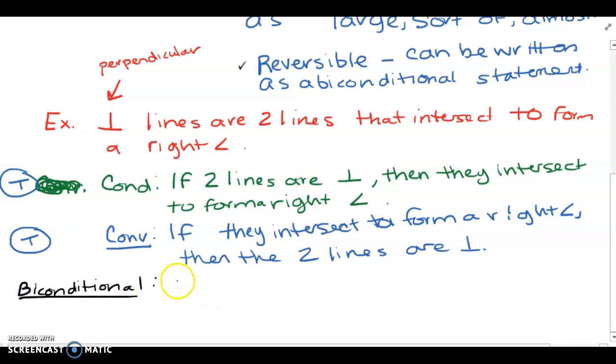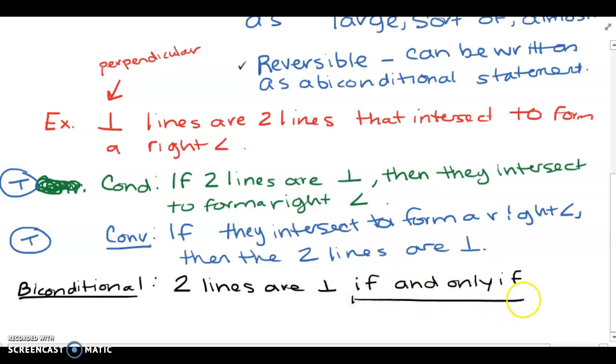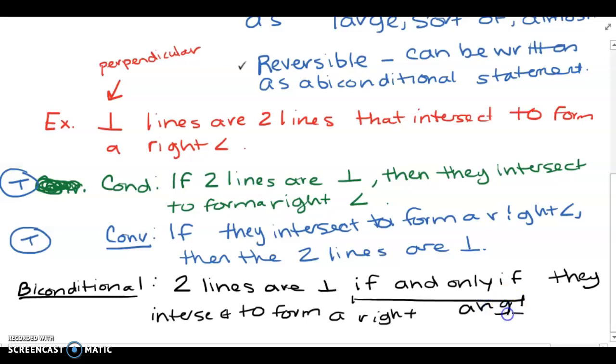Okay, which would be two lines are perpendicular if and only if, and here are my keywords right here, if and only if, they intersect to form a right angle. Okay, so that's just an example. Conditional and converse have to both be true, and then you could write it as a biconditional.